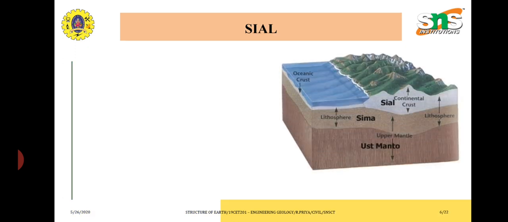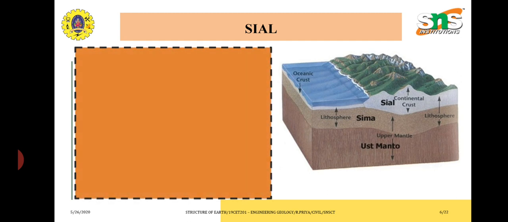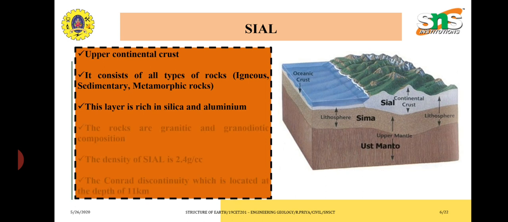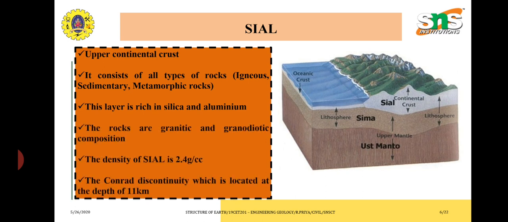Next, coming to Sial. What is meant by Sial? The upper continental crust is known as Sial. This layer is rich in silica and aluminum, and that is why it is named Sial. It contains all types of rocks such as igneous, metamorphic, and sedimentary rocks. The rocks over here are very rich in granite composition. The density of the Sial is 2.4 gram per cc. The Conrad discontinuity is located at a depth of 11 km from the Sial.